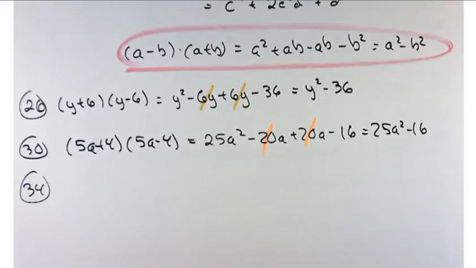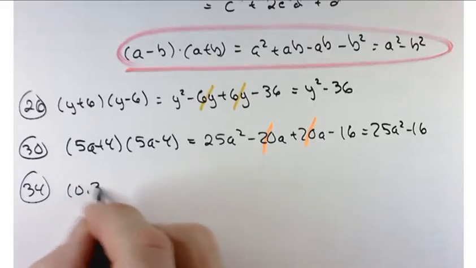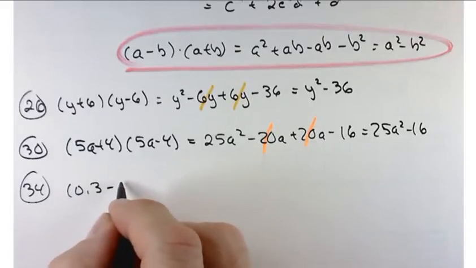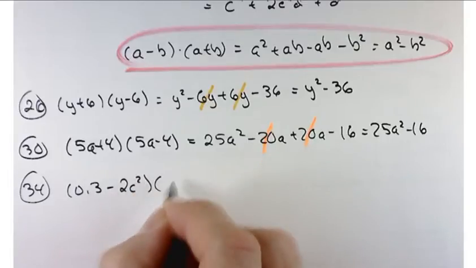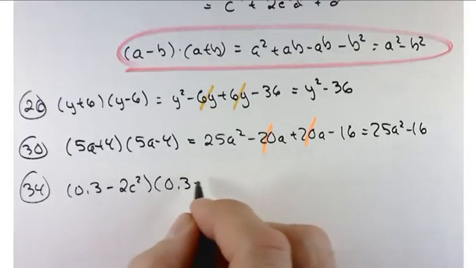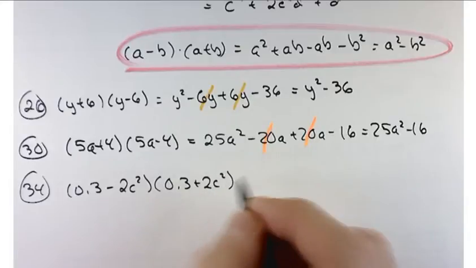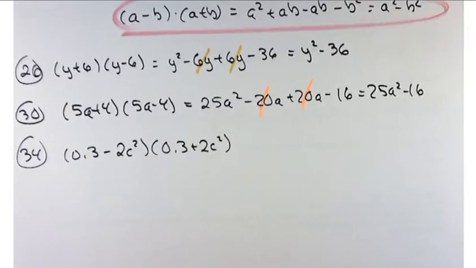Problem number 34. 0.3 minus 2c squared, 0.3 plus 2c squared. So another one that deals with decimals. It's all right. You can take out a calculator if you need to multiply those together. I'd rather you do that than just kind of charge ahead and get it wrong.